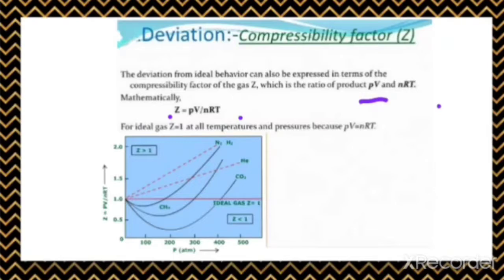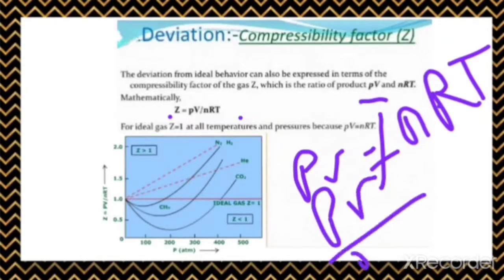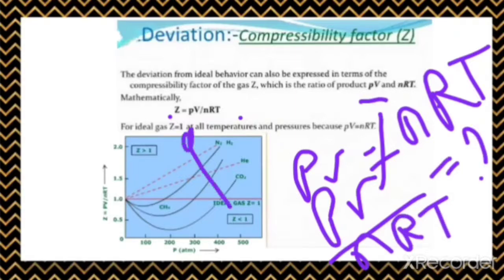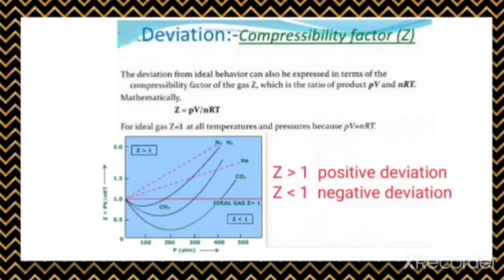How did we get this equation? Because we know the ideal gas equation, that is PV is equal to nRT. But for real gases, it is not equal, so in that case PV by nRT is equal to some value. What is that value? That is nothing but Z. So for ideal gases, Z is equal to 1 at all temperatures because PV is equal to nRT. But for real gases, the value of Z can be greater than 1 or less than 1.